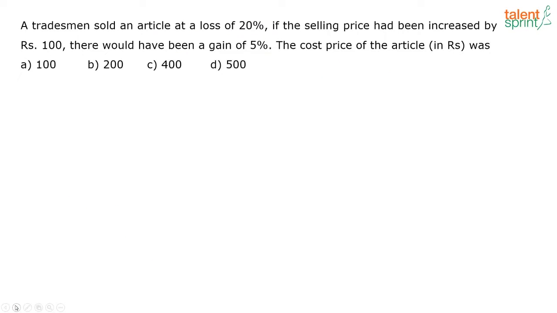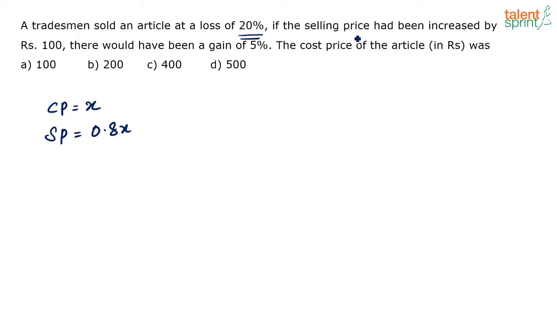Next question. A tradesman sold an article at a loss of 20%. If the selling price had been increased by rupees 100, there would have been a gain of 5%. The cost price of the article was dash. So what's given here in this question? A tradesman sold an article at a loss of 20%. So if I am saying the cost price of the article is X rupees, what is the price at which he is selling it? He is selling it for 0.8x, correct? Basically he is selling it at a loss of 20%, means he is selling it for 80% of his value, that is nothing but 0.8x.